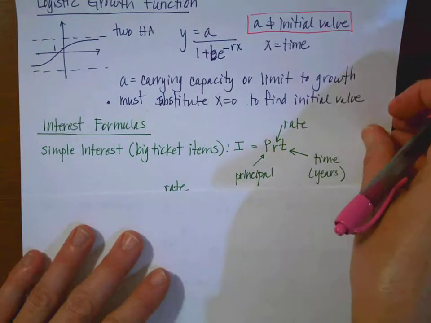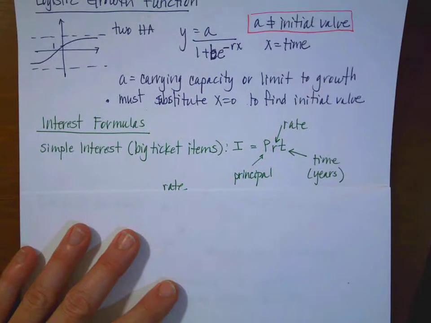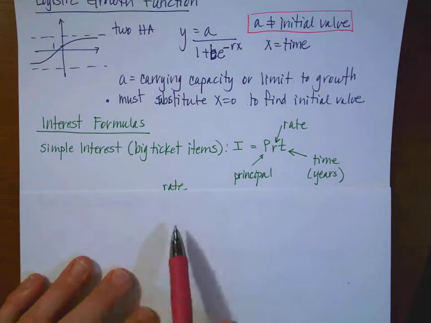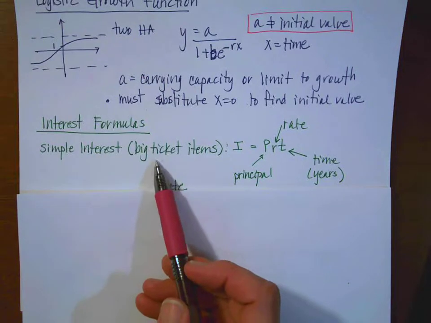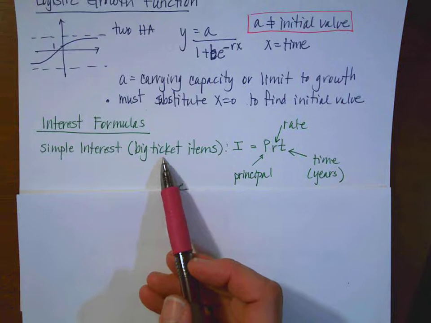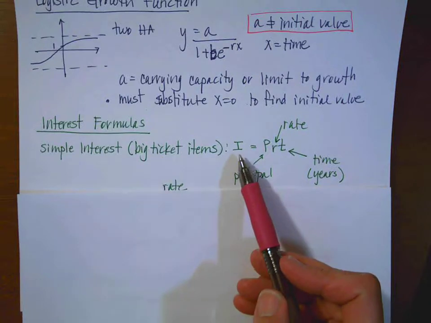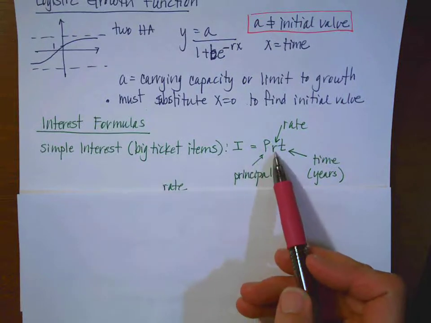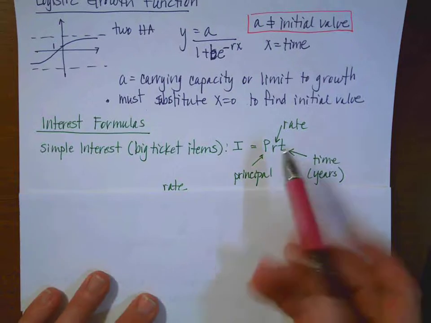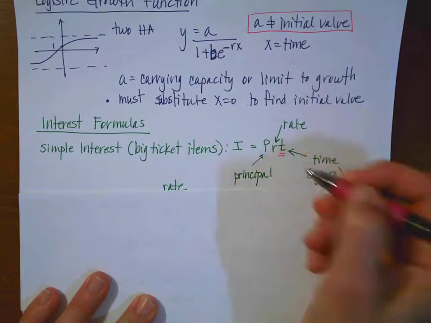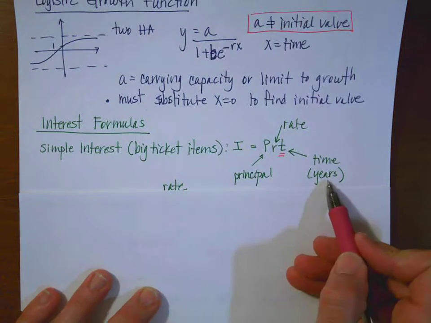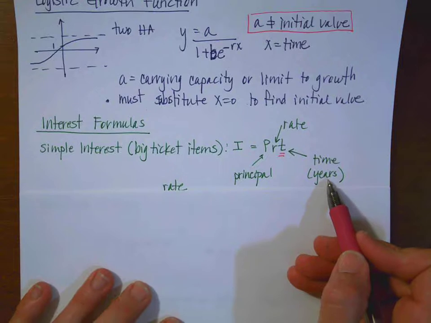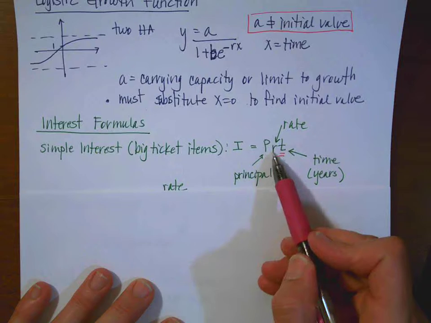The next set of formulas that we're going to review are interest formulas. And remember that there are three different types of interest. The first is simple interest, and this is typically used when you buy a big ticket item, like a car or house or some other fun toy. And the formula is interest is equal to principal, rate, and time. The thing that's important to remember about all of our interest formulas is that time is typically written in years, because when you're doing financial applications of math, T represents time in years.